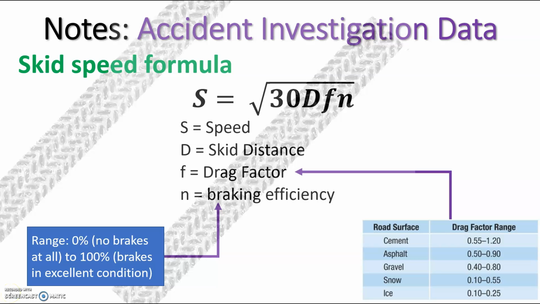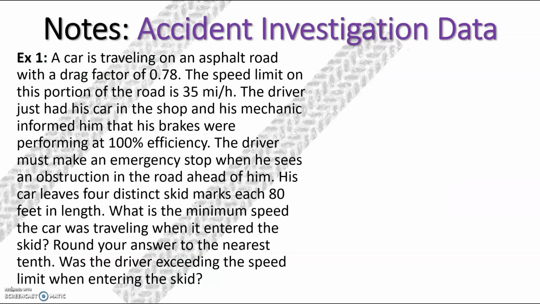All right, so let's get a little more specific. So in our skid speed formula, S is equal to the square root of 30 times D times F times N, where S represents the speed the car was going, D represents the skid distance, or how long the skid marks were, F, the drag factor, which is based on the type of road surface. And if you look in the drag factor, we have different range depending on whether we have cement road, asphalt, gravel, snow, or ice. And then N is our braking efficiency. And this ranges between 0% if there are no brakes at all to 100% if the brakes are in excellent condition. So let's take a look at an example.